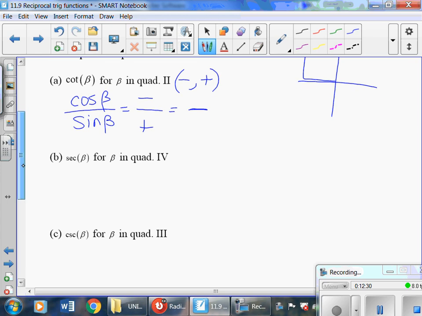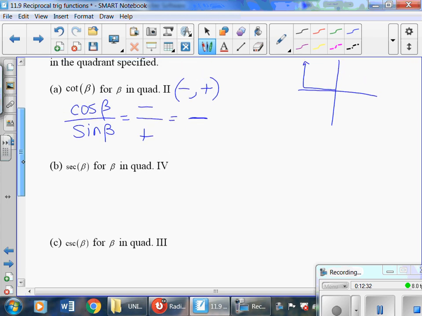For the secant of beta, quadrant 4, so let's see, here we are in quadrant 4. Quadrant 4 is positive, negative. And the secant is 1 over the cosine of beta, which is going to be 1, which is positive. And the cosine in this case, which is my x value, is positive. So this is going to give me a positive value.